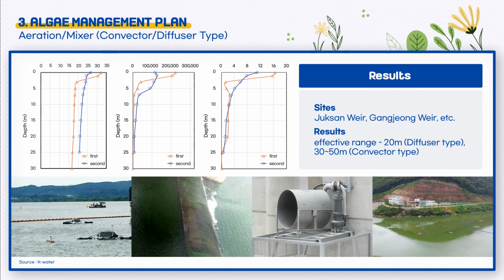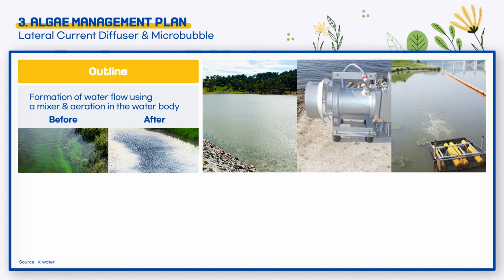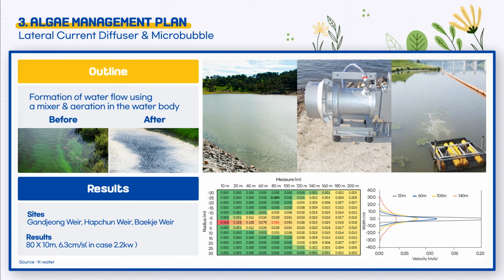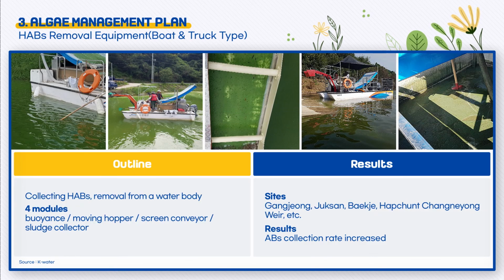water body. On this slide, you can see a lateral type current diffuser. This device rapidly increases the water flow by way of pumping and aeration. The image on the bottom left shows the state of the water body before and after the application of the lateral current diffuser.